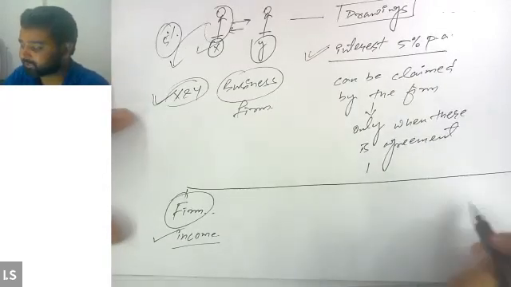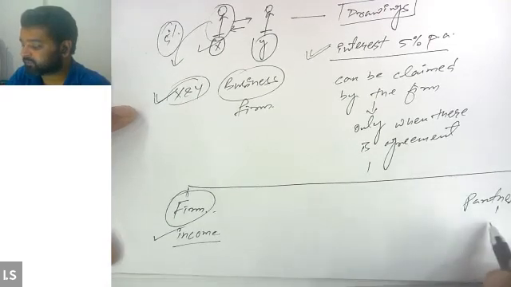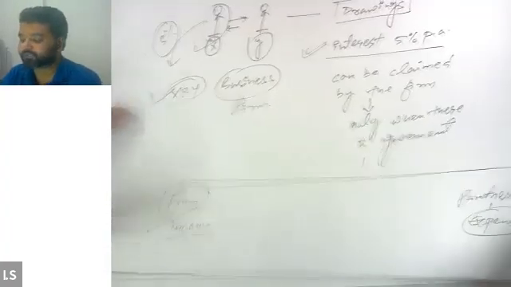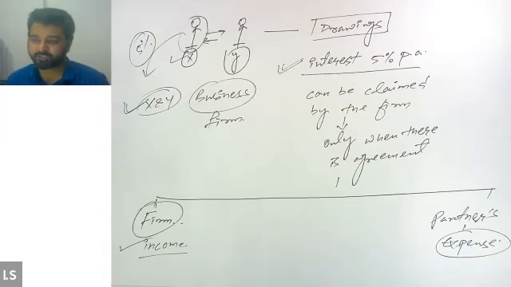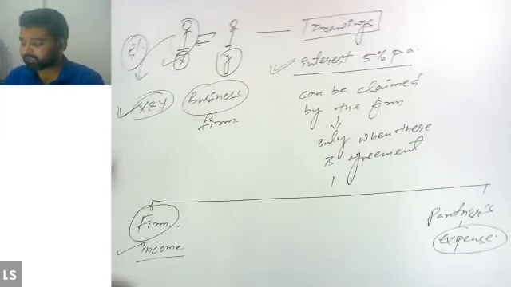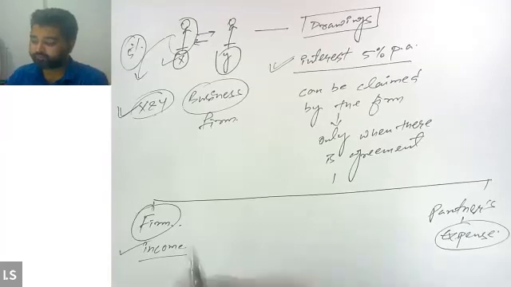But from the partner's point of view, the person who is paying such interest, it will always be considered as an expense. Is that clear? So interest on drawing has two perspectives. From the firm's point of view, it will be considered as income. From the partner's point of view, it will be treated as an expense.